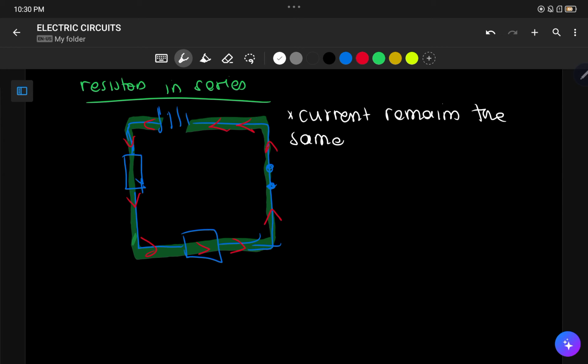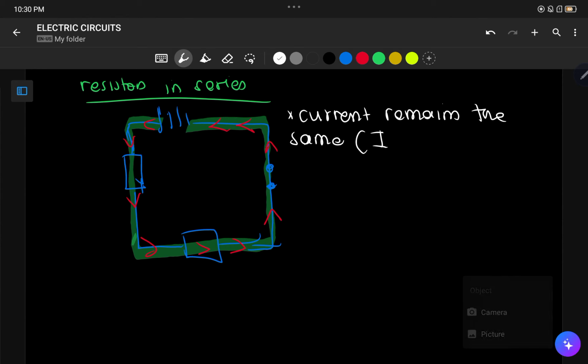So, in terms of resistors that are in series, they are flowing in one pathway, number one. Number two, current remains the same. The current does not change, it remains the same throughout the whole circuit.